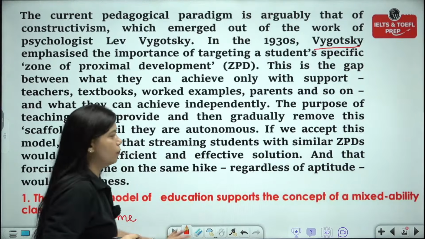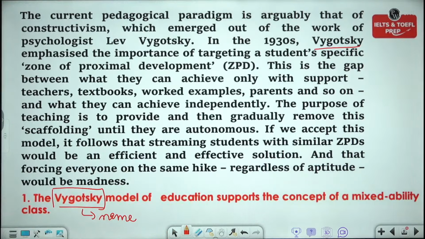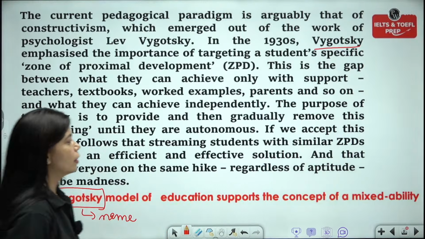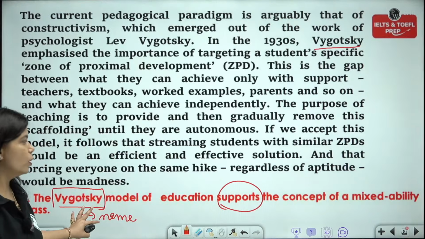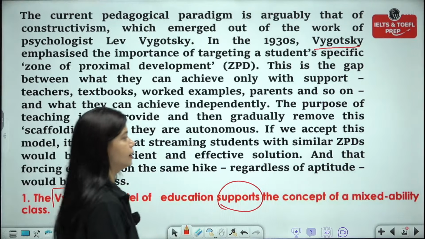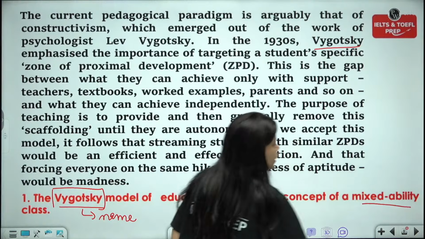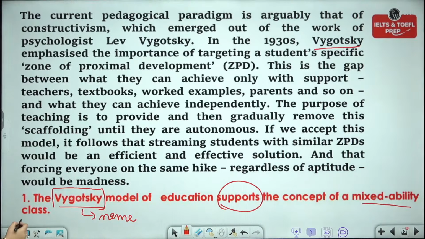Another important keyword here is supports. This person's model of education, the Vygotsky model, supports the concept of mixed ability class. Now read this. I'm giving you about 1 to 2 minutes. Read this and post your answers quickly in the comments by 4:12. Off you go.